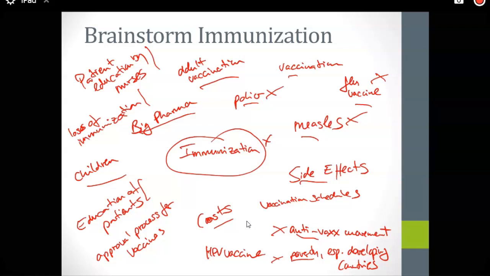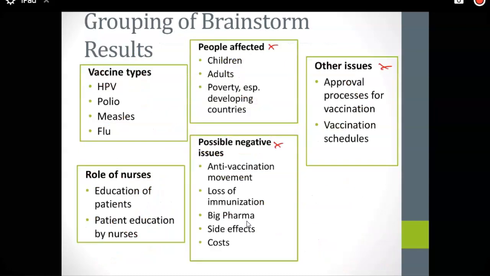I'm thinking about nursing and what is the role of nurses within immunization and patient education of patients, that it is a separate point as well. So again, very random terms that I came up with. And as I did that, I stepped back a little bit and started to group them in different groups. And this is what I came up with. So I had one group on vaccine types, one on people affected, different populations, other issues, possible negative issues, role of nurse, and the other issues here were just things that didn't fit neatly into these categories.